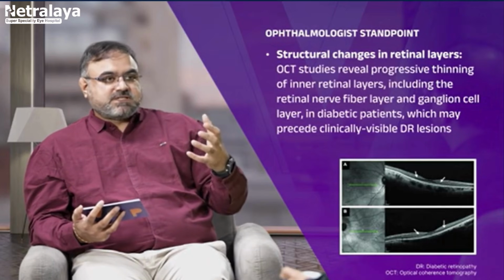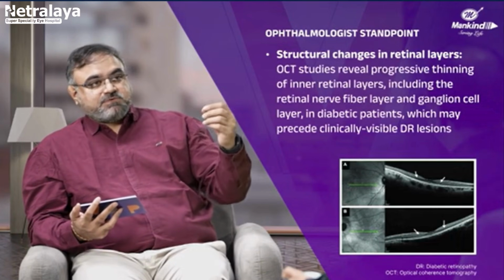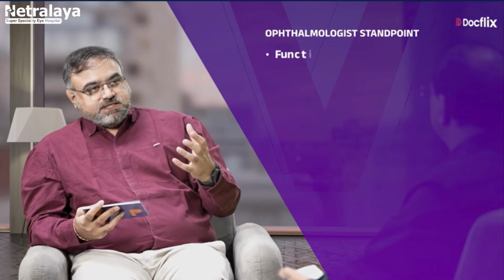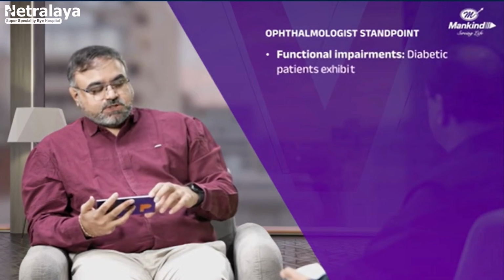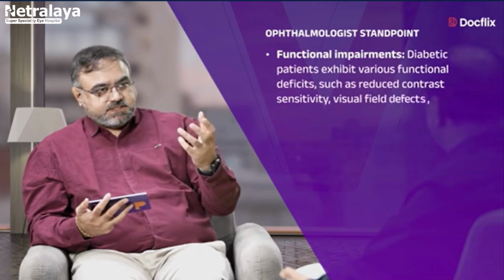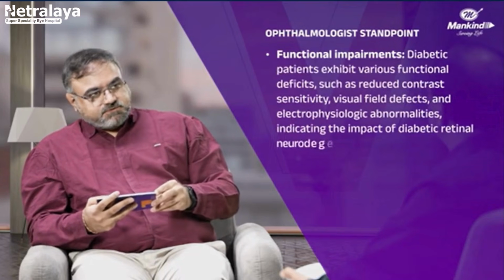Many OCT studies have shown that before any lesion comes, before we can say that diabetic retinopathy has started, we are able to see thinning of these layers, which shows that this is the start of the disease. I think in future this will be the main thing from which we start our treatments. Even in these patients, we see some functional defects, such as diminishing contrast sensitivity, and we are able to see some visual field defects also.